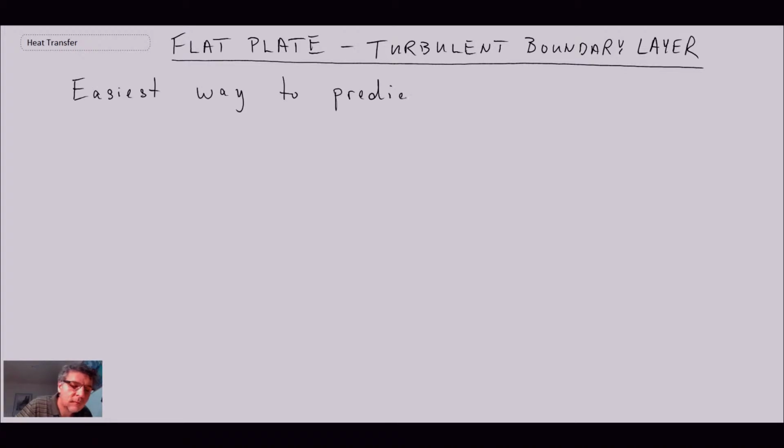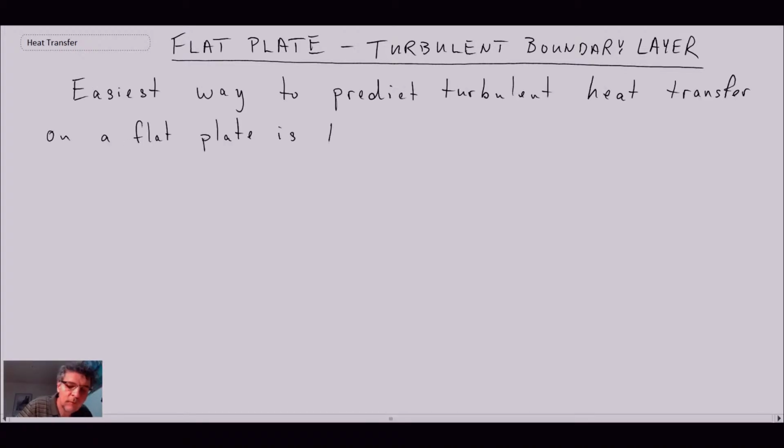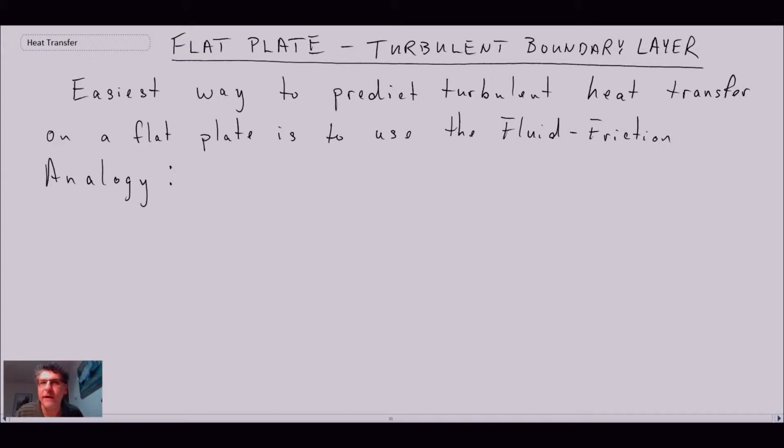Okay, in this segment we're going to continue looking at the flat plate. However, we're going to be looking at that for a turbulent boundary layer. So if you recall from the end of the last lecture, we talked about a fluid friction analogy, or the Colburn analogy. That is the best thing to use if you're trying to determine the convective heat transfer coefficient for a turbulent boundary layer over a flat plate.